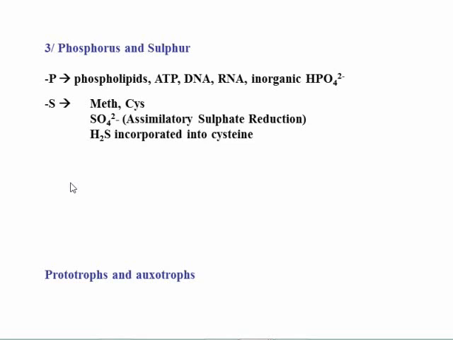Okay, phosphorus and sulphur. Why do you need it? You need it for producing phospholipids, ATP, DNA, and RNA. All of these can be sources of phosphorus for bacteria. If there's any dead animals, dead plants lying around, then their DNA, their RNA, their phospholipids can be used as a source of phosphorus. Inorganic phosphorus is easily assimilated by many bacteria.